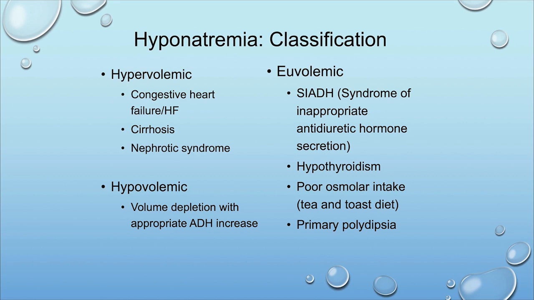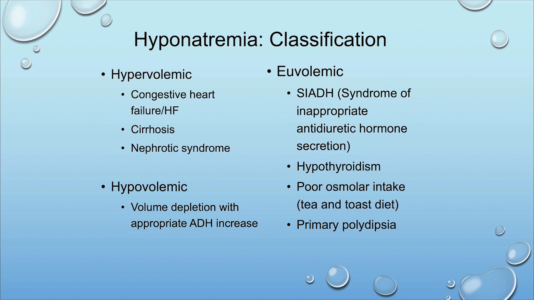Hypotonic hyponatremia is usually divided based upon volume status of the patient, and it can be divided into three different categories. Hypervolemic hyponatremia, which we see in congestive heart failure, cirrhosis, and nephrotic syndrome. In this case, effective arteriolar blood volume is considered inadequate by the kidney and ADH is stimulated. Hypovolemic hyponatremia is caused by true volume depletion with appropriate ADH increase.